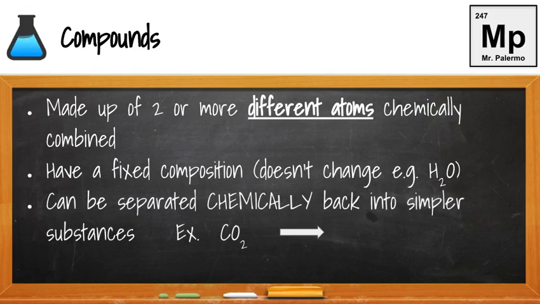And we can take compounds and we can chemically separate them. We can decompose them back into their pieces, and their pieces are going to be their elements. So for example, carbon dioxide, which we're breathing out right now, here's my carbon dioxide model, can be decomposed or chemically broken apart back into elements like carbon and our diatomic oxygen.